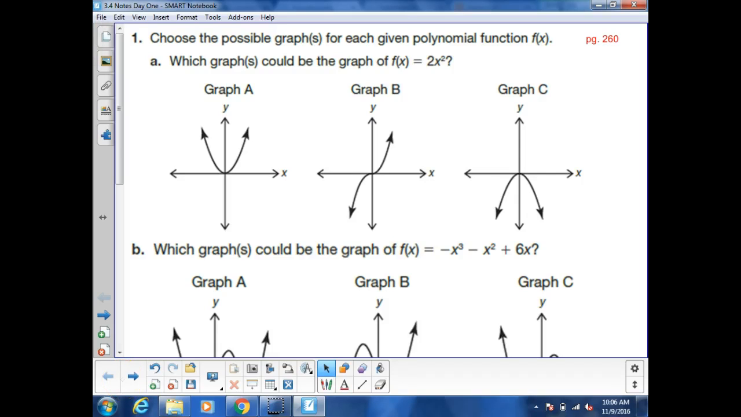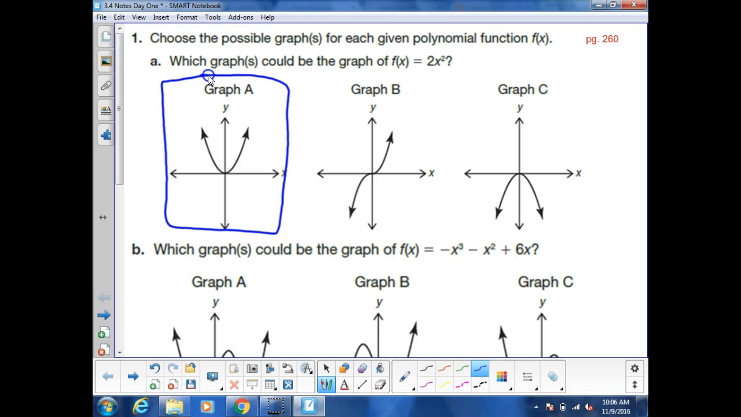Page 260, number 1, part A. Which graph of those three could be f of x equals 2x squared? Which one? A. I like A. Okay?